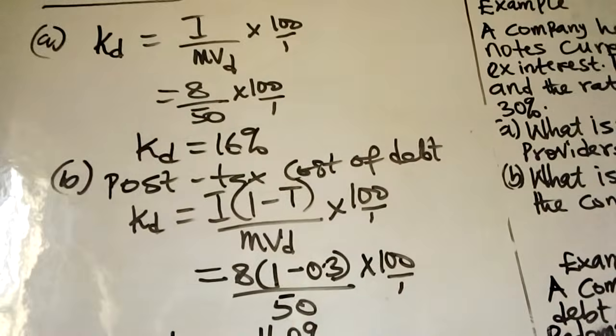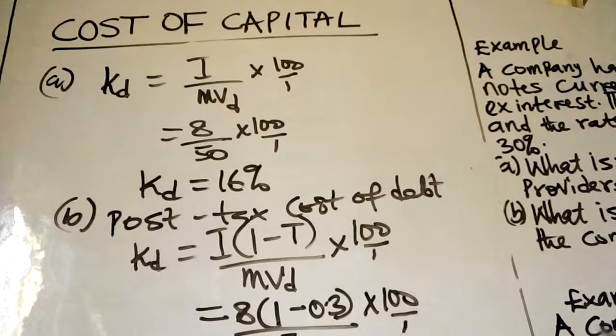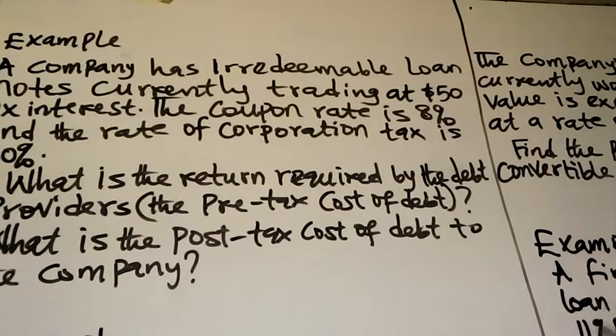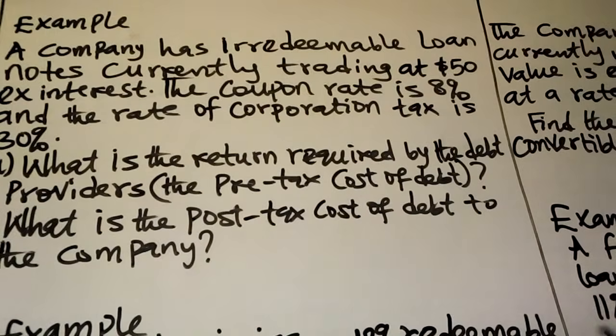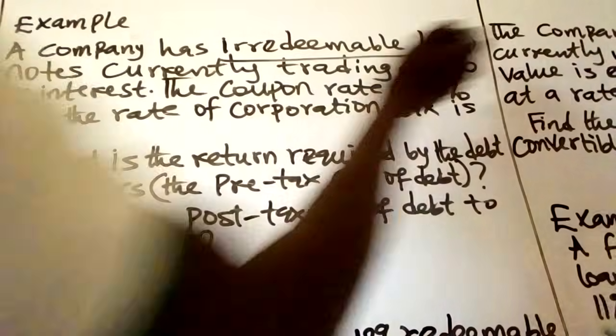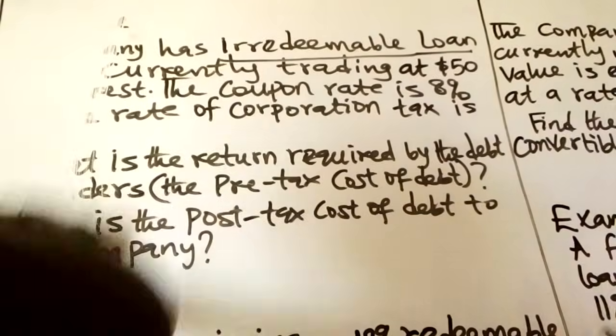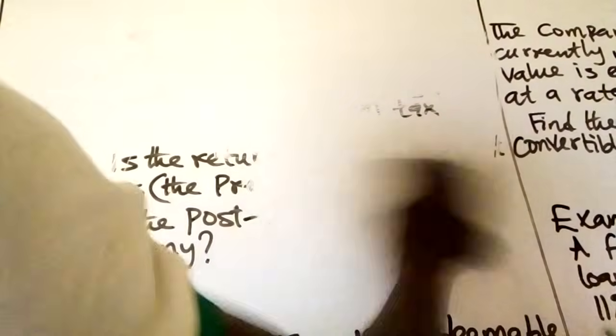Now, having considered the cost of irredeemable debt, the reason for the use of that formula is because the debt is an irredeemable debt, irredeemable loan. So we now want to consider the cost of a redeemable debt, where it is redeemable. That is the one we want to consider now. What do you mean by a redeemable debt?